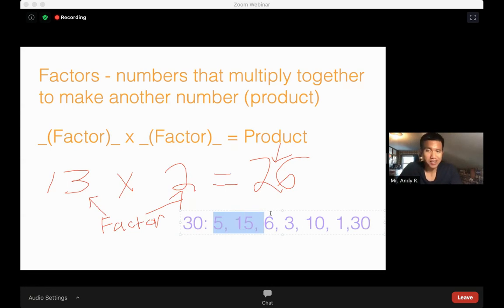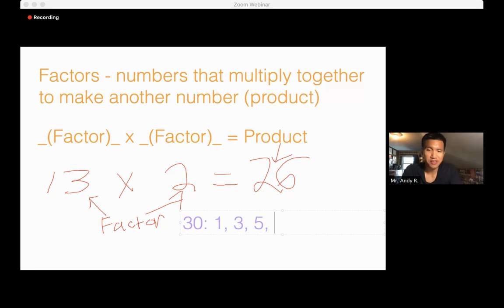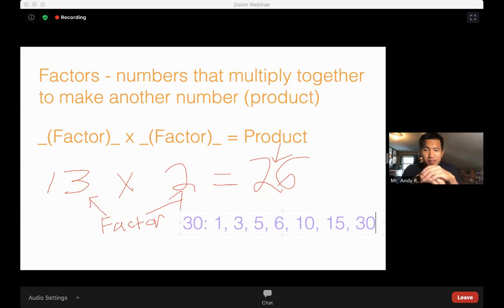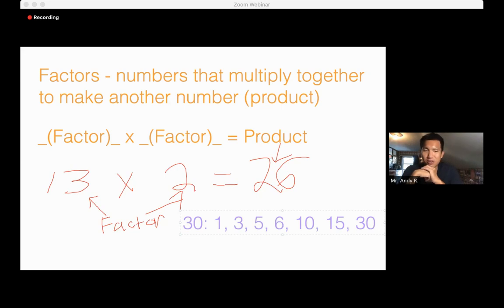Yeah, so me, I personally like to put these in number order, so I'm just going to do that. Yep. There you go. Oh, negative numbers. We're not gonna talk about negative numbers. We're not learning negative numbers in this class. So yeah, 30, I think we got them all. We got all the factors of 30.